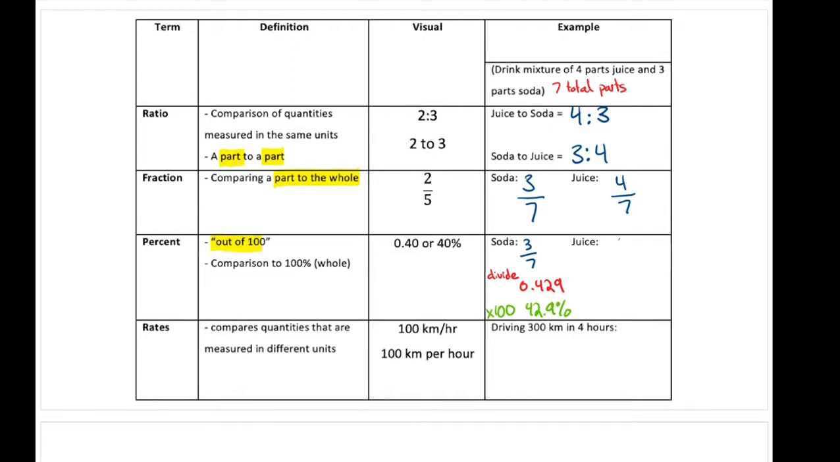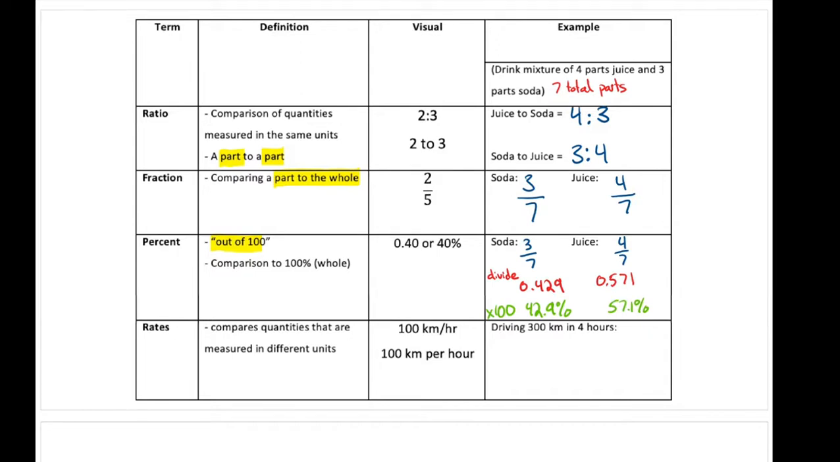In terms of juice, 4/7, again we're dividing. 4 divided by 7, we get 0.571. Multiply by 100, we get 57.1%. And you can round that if you really wanted to, 57 and 43%. That still works as well.